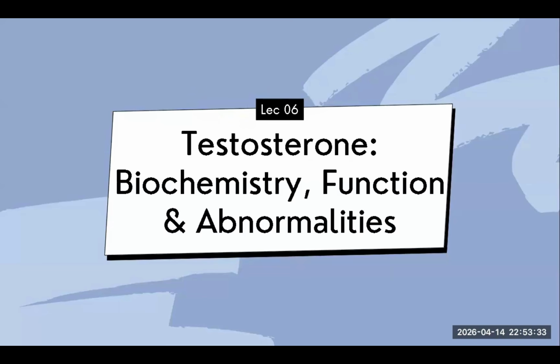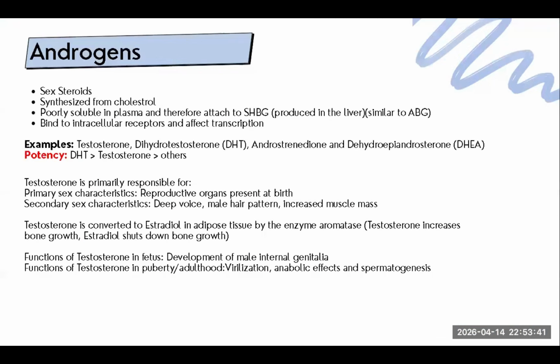Now let's continue with lecture 2 of male physio, which is testosterone, biochemistry, function, and abnormalities. Starting with androgens. Androgens are sex steroids. They're synthesized from cholesterol. They're poorly soluble in plasma, and therefore they attach to something known as sex hormone binding globulin, which is produced in the liver. And it's very similar to androgen binding globulin. They have literally the same function. However, one is produced in the liver, one is produced in Sertoli cells, and yeah, they have different names.